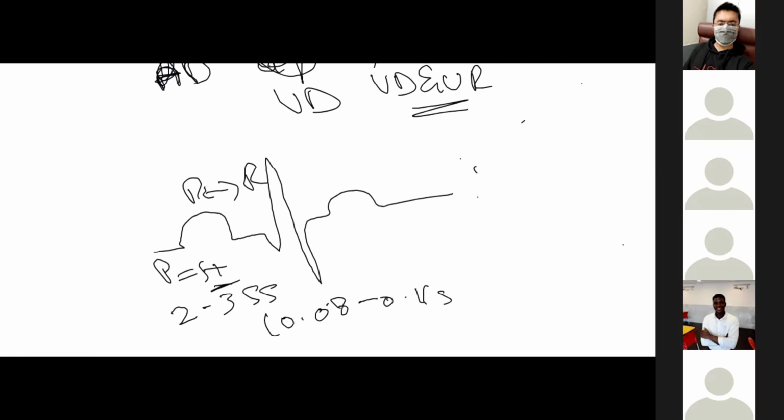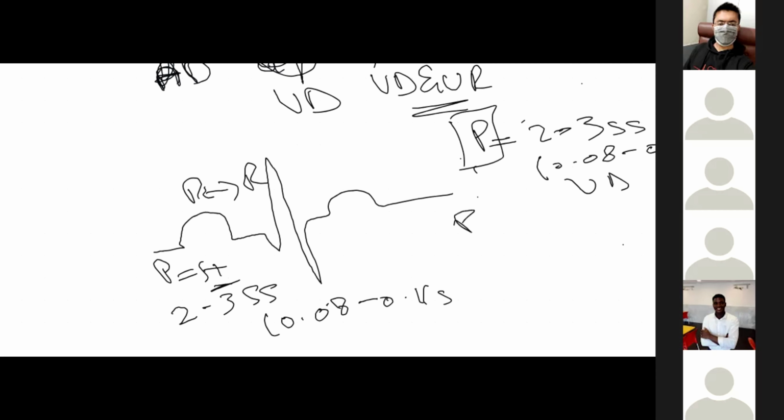the PR interval, let me write it here clearly. P wave is normally 2 to 3 small squares. I'm not going to go into detail individually. Right now I'm just giving you a rough idea how to interpret it, right? Which is 0.08 to 0.11 second, and this is showing atrial depolarization. This is the P wave. Now coming to the PR interval.